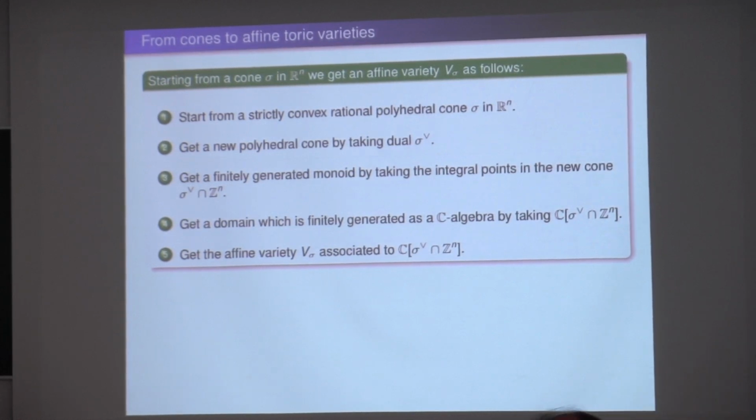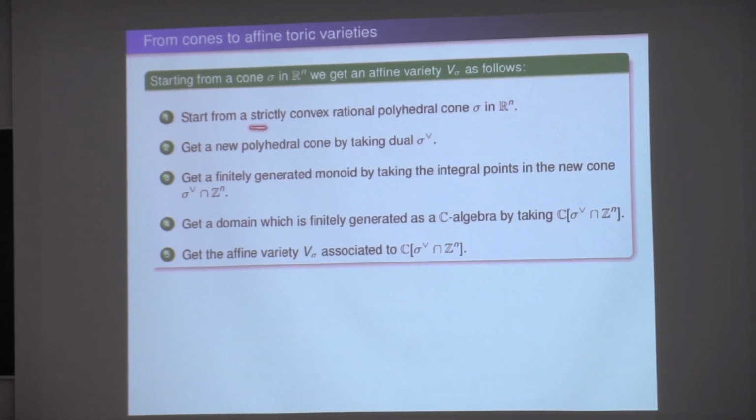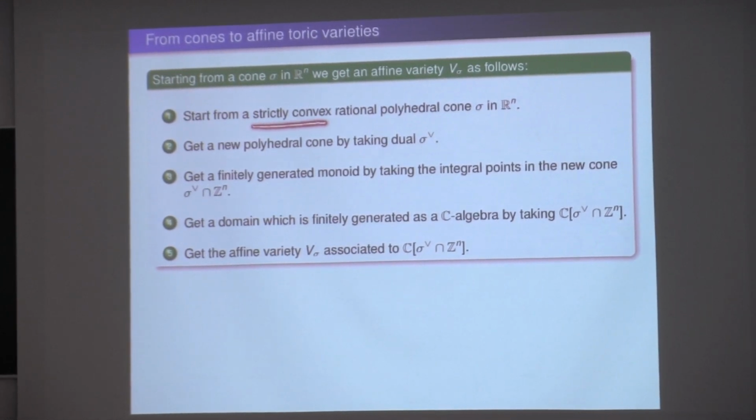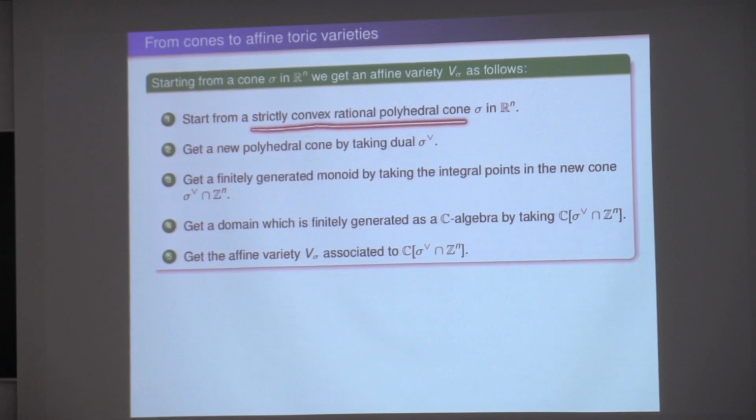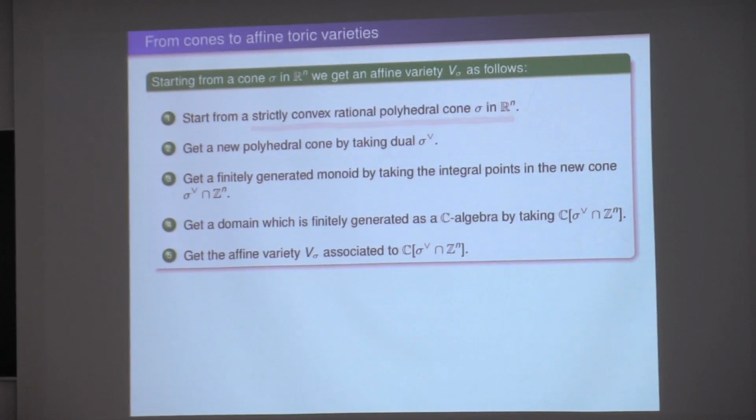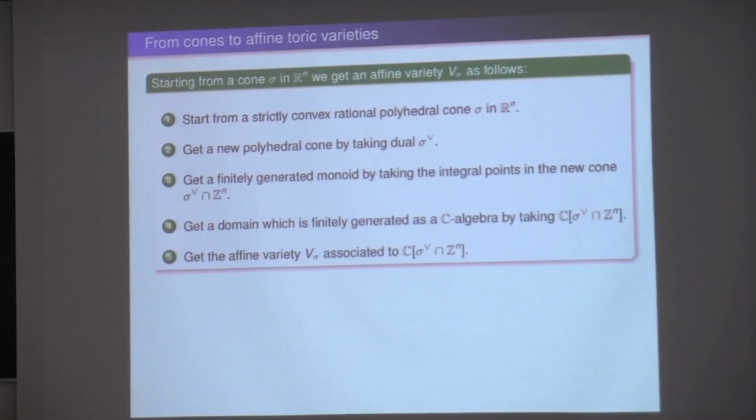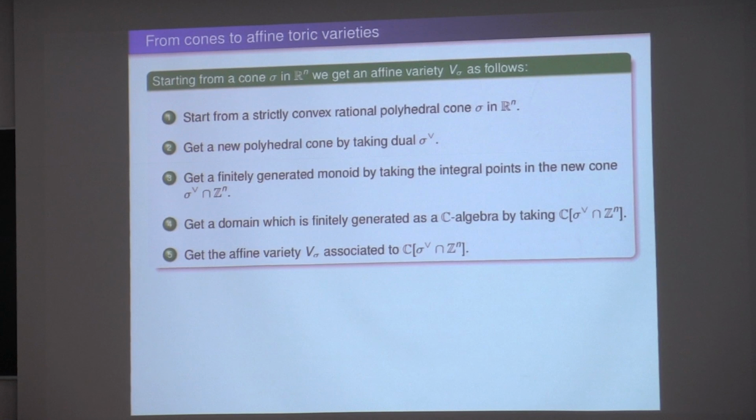Our procedure was as follows. We started from a strictly convex rational polyhedral cone in Rn. If we don't ask for strictly convex over here, when we take the dual, we see that the torus is smaller dimensional, so we are not going to get a variety containing the torus of the size that we want. So that's why we put strictly convex over here.